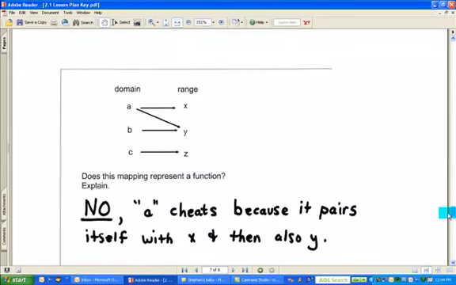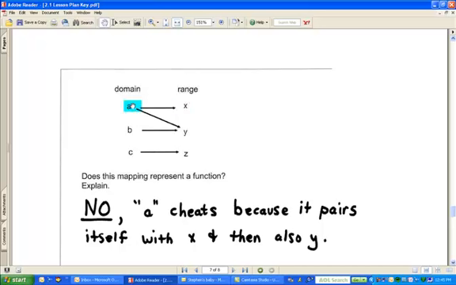All right. We have a mapping here. And the domain is given to be the set made up of A, B, and C. The range is the set made up of X, Y, and Z. Does this mapping represent a function? Well, here's the reason it doesn't.